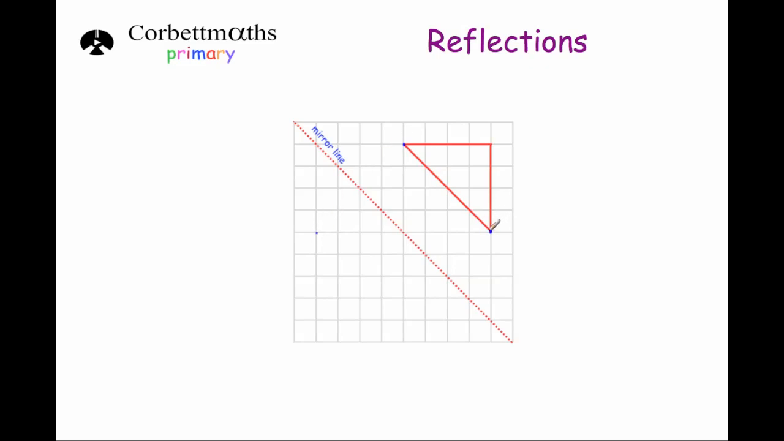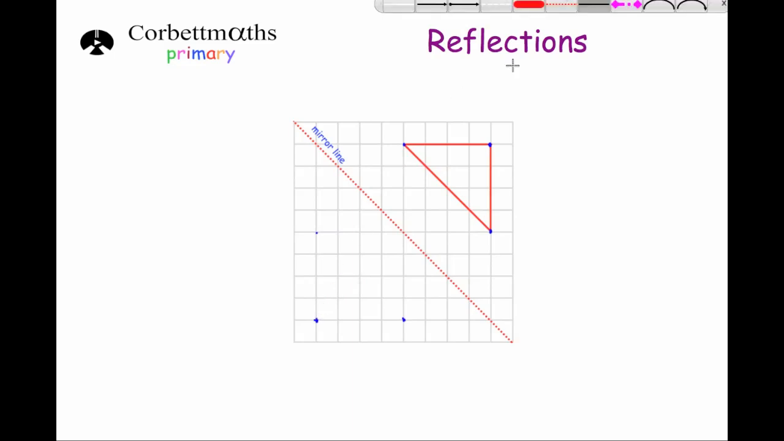Okay, this point here. To get to the mirror line, it's 1, 2 diagonals. So 1 diagonal, 2 diagonals. So our point in our shape, on our reflection will be 1, 2 here. And our last point, this vertex of the triangle here, to get to the mirror line, it's 1 diagonal, 2 diagonals, 3 diagonals, 4 diagonals. So we're gonna go 4 diagonals. So that's 1, 2, 3, 4. And that's it.